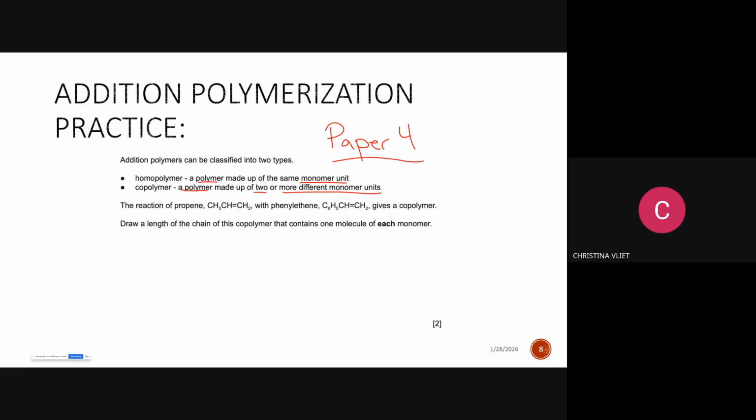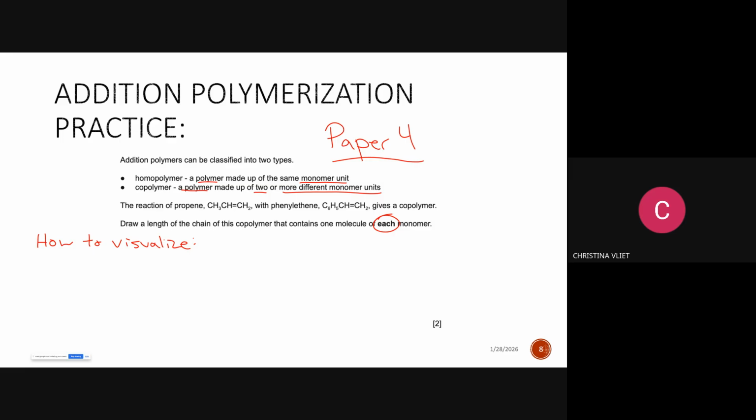And so here they're telling you that you have a copolymer, that you have one alkene that you are combining with a different alkene to make their addition polymer. And they ask you here to draw a length of this copolymer that contains 1 molecule of each monomer. So how would we prepare that, is the question? How would we prepare that, like to visualize it for ourselves?